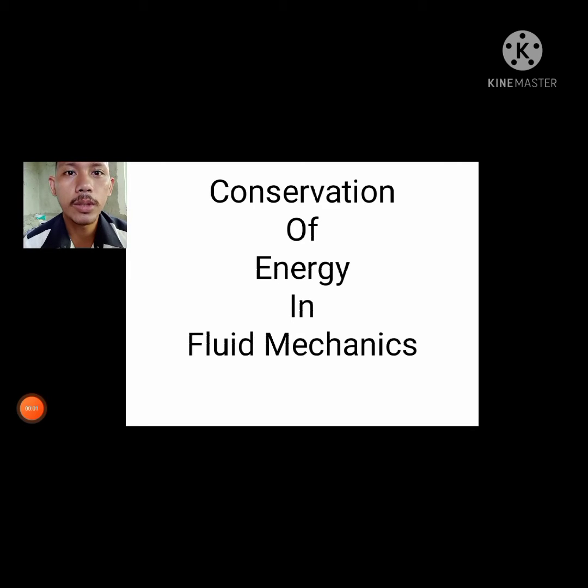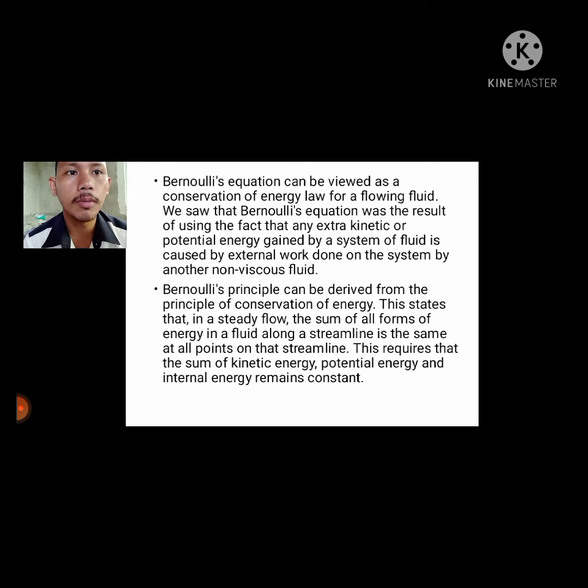Hi, my name is Duki Islumbab and ang topic na ako discuss karon is conservation of energy in fluid mechanics using Bernoulli's equation. So, Bernoulli's equation can be viewed as the conservation of energy law for flowing fluids.